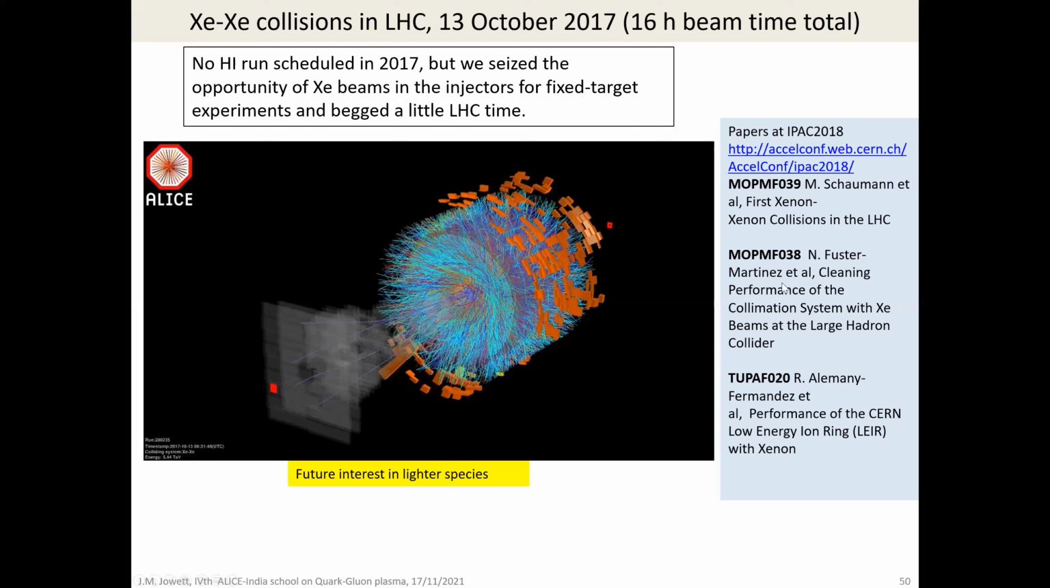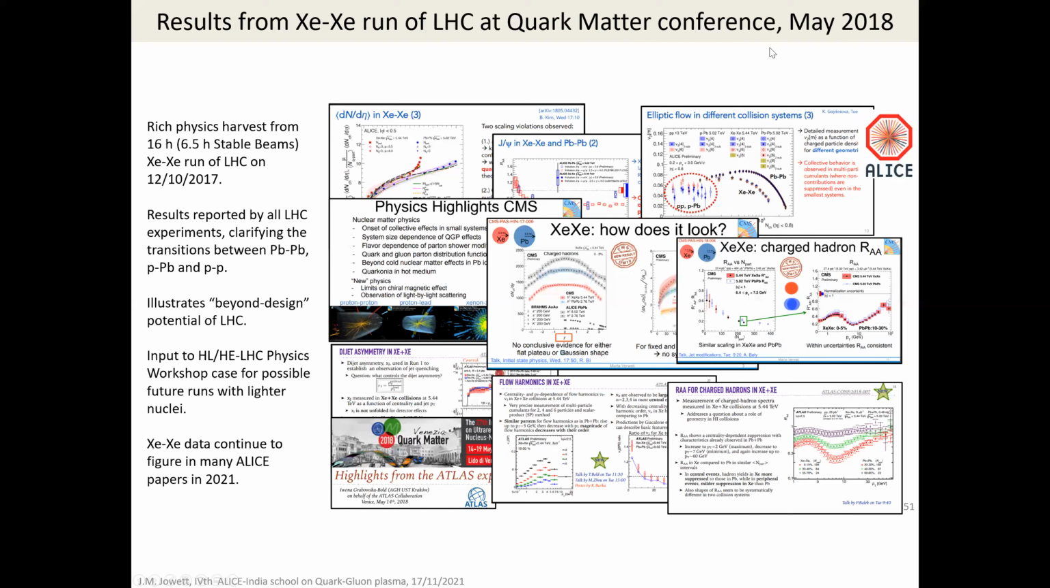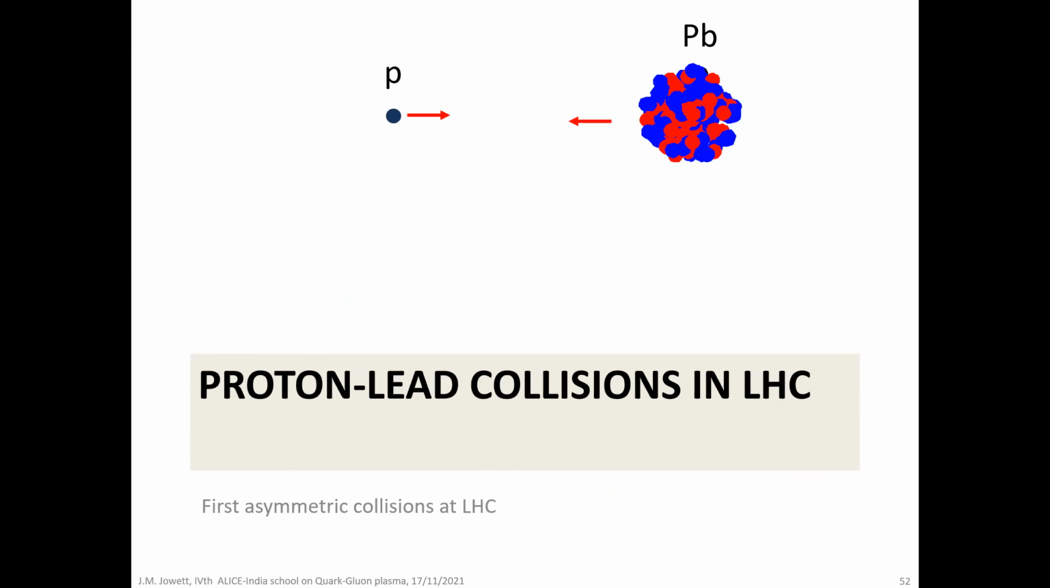And the fact that this was a completely new type of beam in the LHC gave us many interesting results in beam physics, which were published mainly at this conference, particularly in the collimation system. There were, of course, in the subsequent Quark Matter conference, a huge number of different papers discussing results from xenon. And as you know, the data from those 8 hours of xenon collisions continue to figure in many ALICE papers in 2021 because they provide a valuable comparison with the other colliding species.